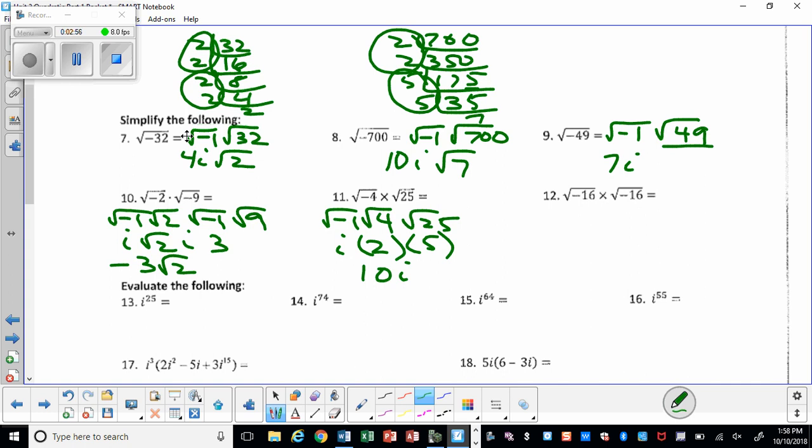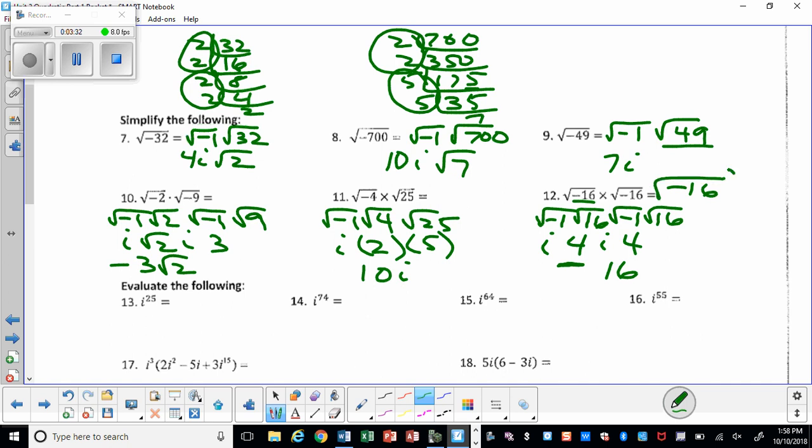And then here I've got the square root of negative 1 times the square root of 16 times the square root of negative 1 times the square root of 16. So that's i times 4 times i times 4. So 4 times 4 is 16, and i times i is negative 1. So I get negative 16. And again, that makes sense, because anytime you square something, you end up with what is underneath. Because this is the square root of 16 squared. These are inverses, they undo each other.